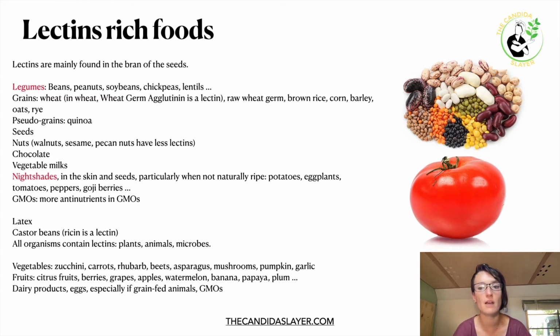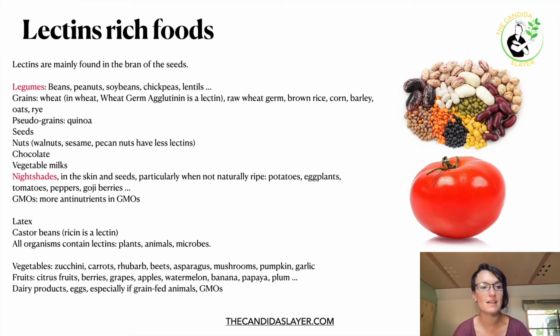Traditionally it has never been eaten raw until recently. Traditionally, cacao seeds are fermented for several days, and then toasted. The fermentation and the cooking deactivate the antinutrients, and amongst them the lectins. So raw cacao is not a good idea.